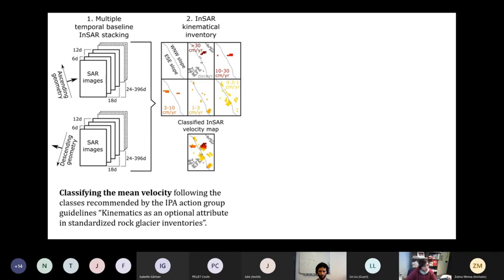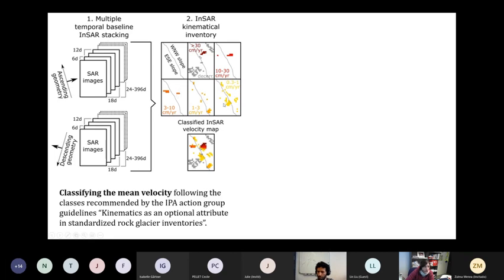And then we summarize the information we get from this analysis, and classify the mean velocity according to the classes recommended by the IPA Action Group. There is a document on the web page hosted by the University of Fribourg called Kinematics as an optional attribute in standardized rock glacier inventories. It recommends having this half order of magnitude creep rate information. So 1 to 3 centimeters a year, 3 to 10 centimeters a year, 10 to 30 centimeters a year, and 30 to 100 centimeters a year. So that's what you see as information on this map. And we classify according to these classes.